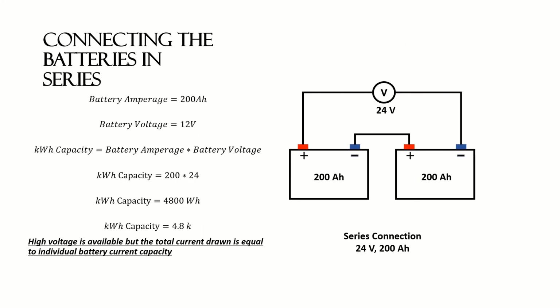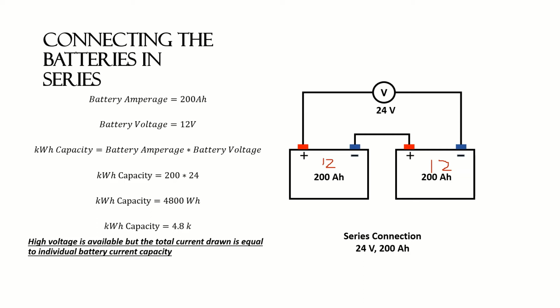Now let's look at what happens when you connect them in series. We have the same two batteries, 200 ampere hours, 200 ampere hours, and we have connected them in series. You can see that in series, the voltage adds up. We have 12 volts across this and 12 volts across this, and these two add up to form 24 volts across the common terminals.